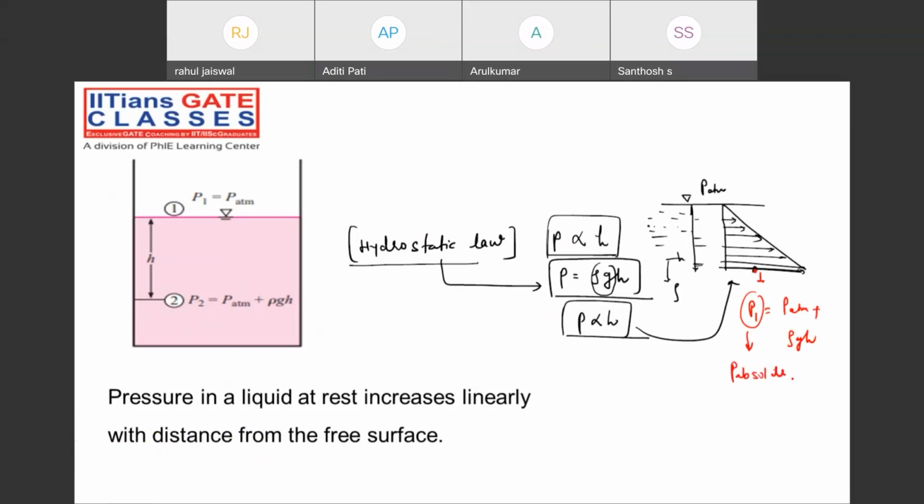Understanding or not? Tell me, guys. All of you understanding? At point number 1, if I ask you what is the total pressure at the depth of H, then what will you say? Atmospheric pressure plus rho GH, gauge pressure. Yes or no, guys?